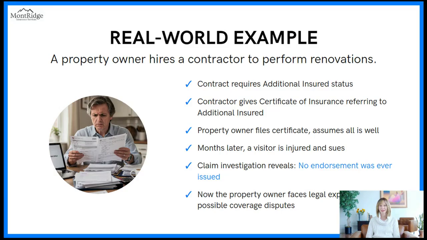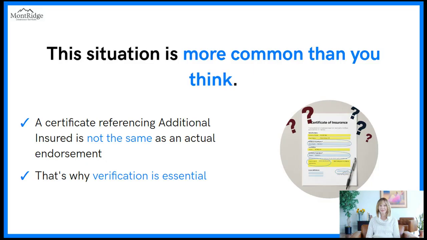Real-world example. A property owner hires a contractor to perform renovations. Contract requires additional insured status. Contractor gives certificate of insurance referring to additional insured. Property owner files certificate, assumes all is well. Months later, a visitor is injured and sues. Claim investigation reveals no endorsement was ever issued. Now the property owner faces legal expenses and possible coverage disputes. This situation is more common than you think. A certificate referencing additional insured is not the same as an actual endorsement. That's why verification is essential.